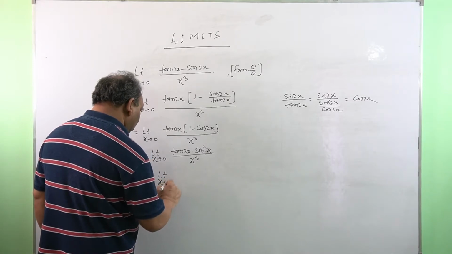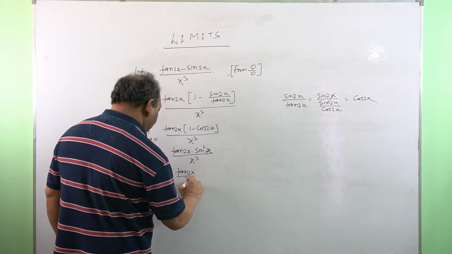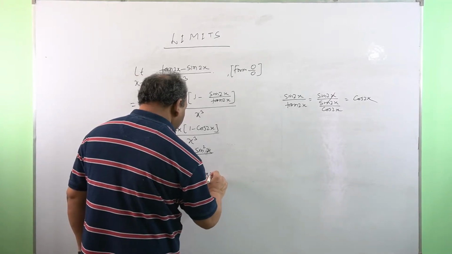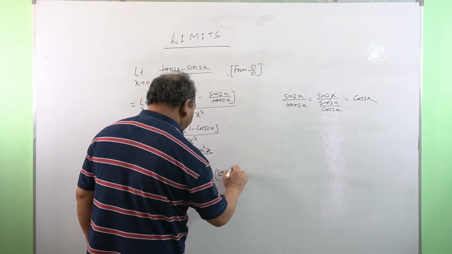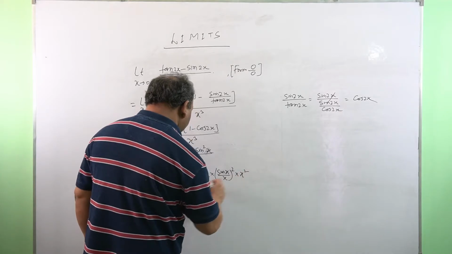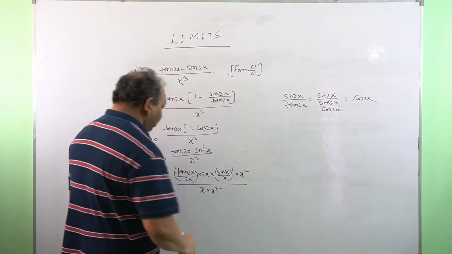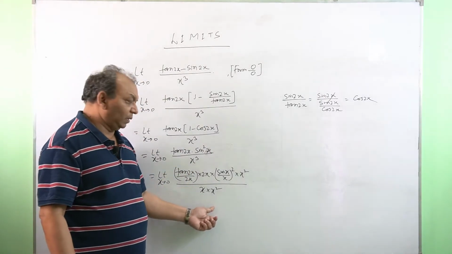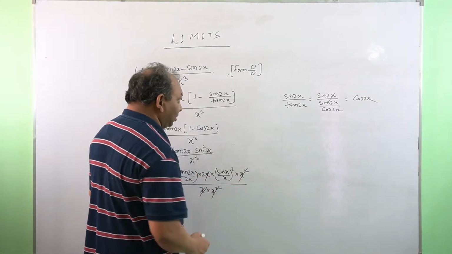Limit x tends to 0, tan 2x by 2x multiplied by 2x into (sin x by x) whole square, multiplied by x square divided by x into x square. We can write here in place of x cube, x into x square. So x cancels out, x square cancels out.